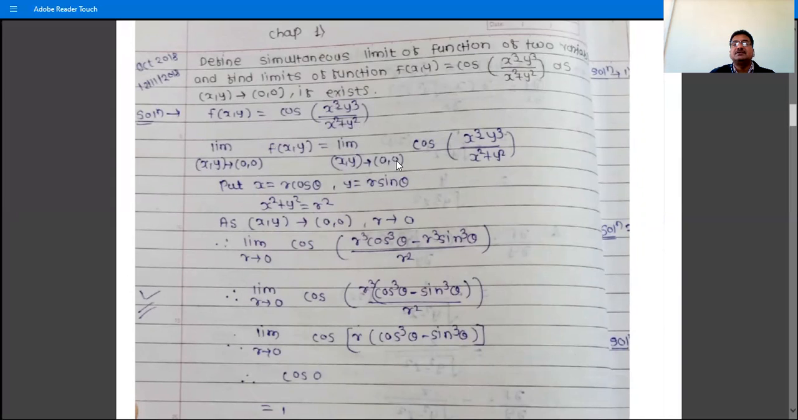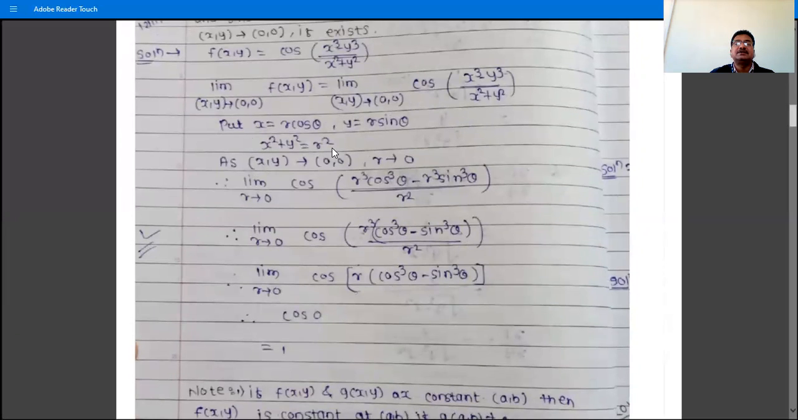So the limit as (x,y) tends to (0,0) of cos((x cube minus y cube) divided by (x square plus y square)). Substitute x as r cos theta, y as r sin theta. Therefore x square plus y square is r square. And as (x,y) tends to (0,0), r tends to 0, because r is the root of x square plus y square. If x is 0 and y is 0, then r is also 0.